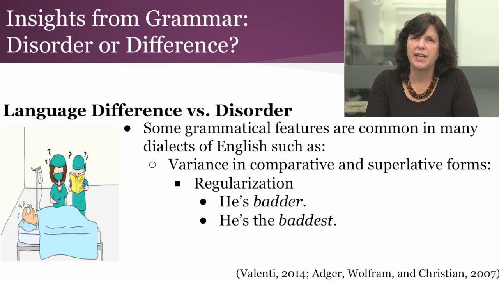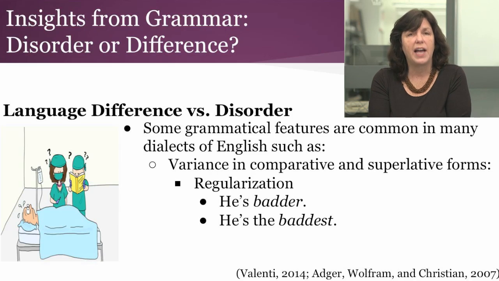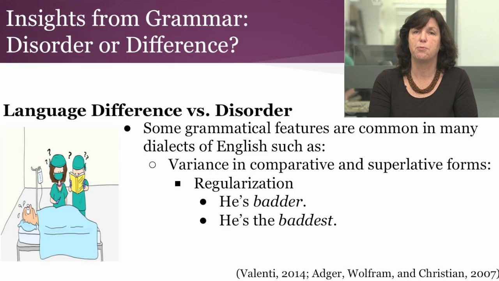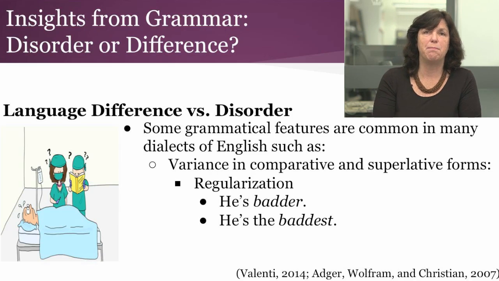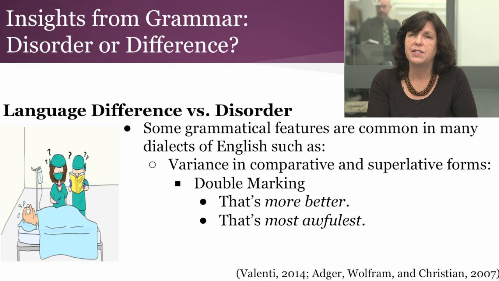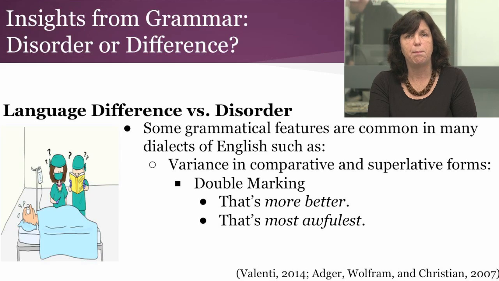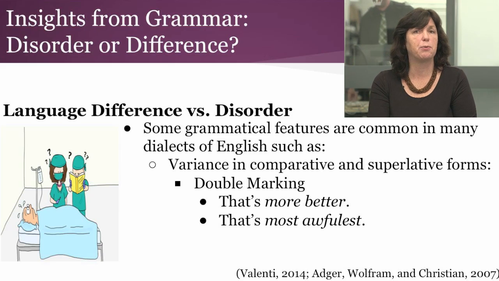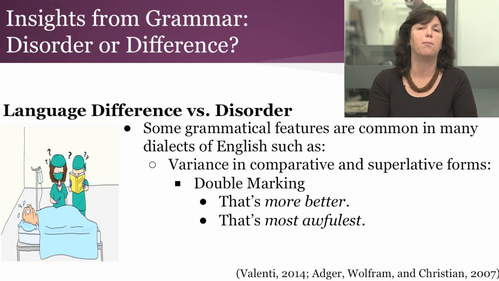If someone you're evaluating says the baddest when you're assessing acquisition of superlative forms, that is correct if the person you are evaluating has been exposed to that use of the superlative form. It means the most bad, but the meaning of bad is a positive here. We can also see double marking, where more and most are combined with the comparative and superlative forms to create phrases like more better or more awfulest.